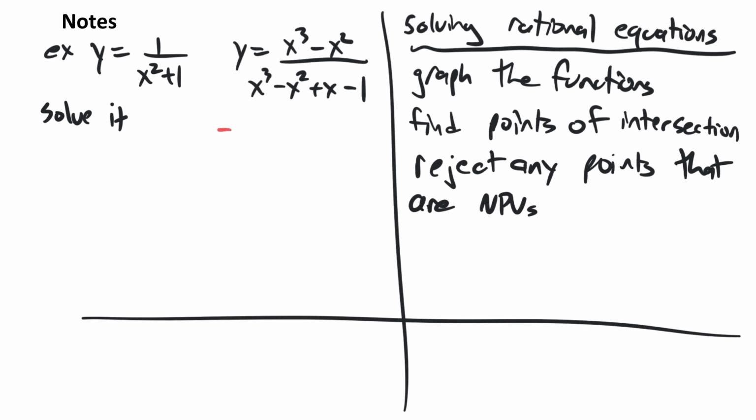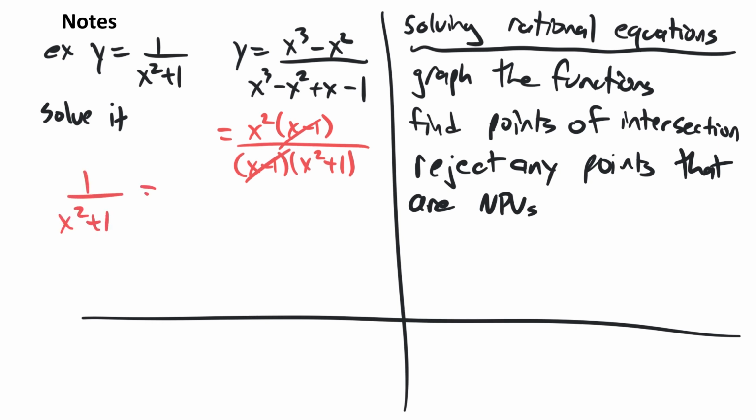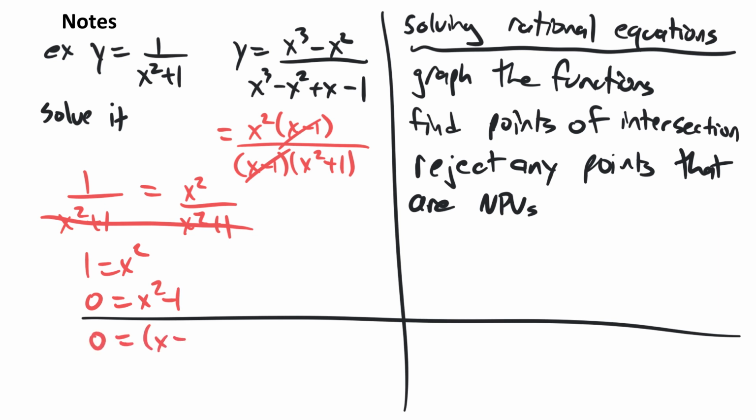All right, so assuming you give that a try, we want to do the factoring here. So this is x squared, x minus 1. In the bottom, if you use synthetic, you should get x minus 1, x squared plus 1. So those will cancel. Now we can set these equal to each other. So 1 over x squared plus 1 equals x squared over x squared plus 1. They have the same denominator, so you can cancel that out. That's going to give you 1 equals x squared. So 0 equals x squared minus 1. 0 equals x minus 1, x plus 1. And so x equals 1, x equals -1.